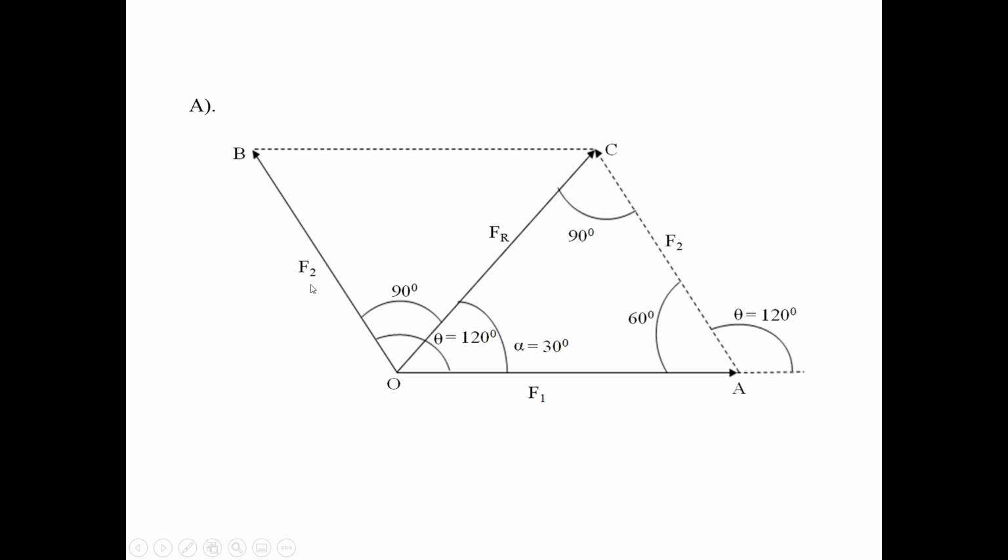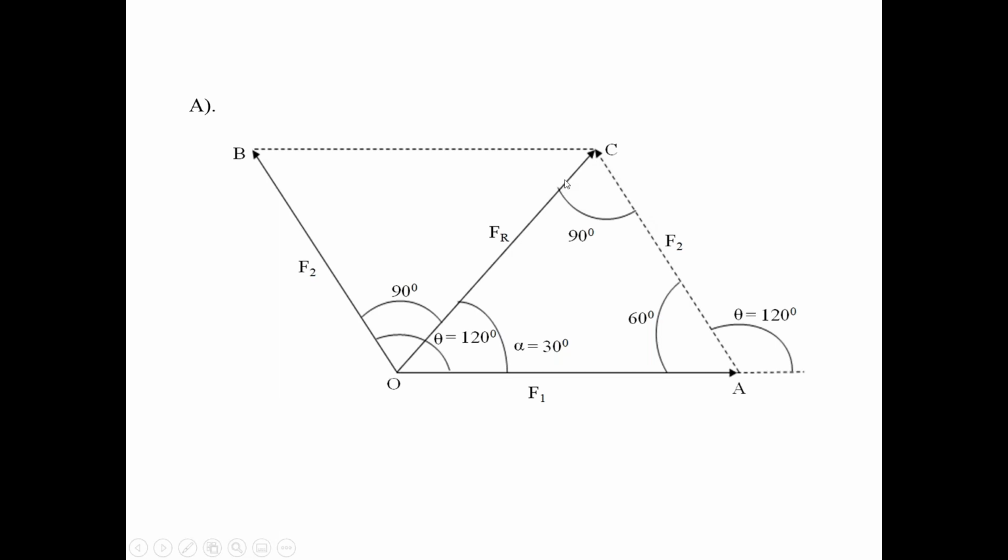Side OB is F2, so side OC is also F2. Opposite sides in the parallelogram are parallel and equal. So here AC is the force F2. We know that between the force F2 and the resultant force, the angle is 90 degrees. So between the resultant force FR and the force F2, the angle is 90 degrees.